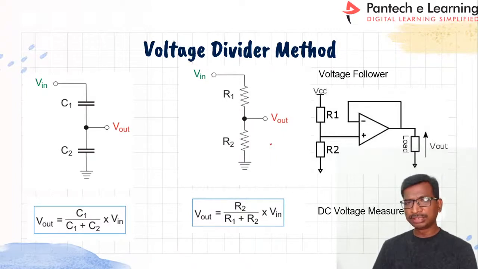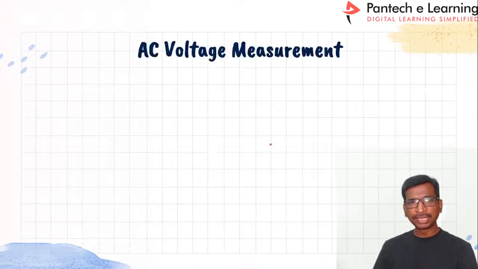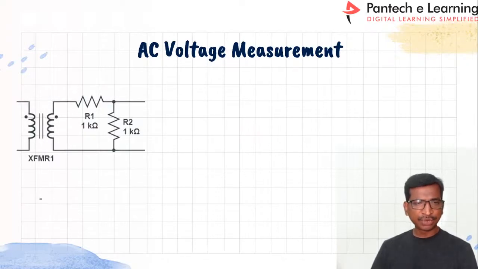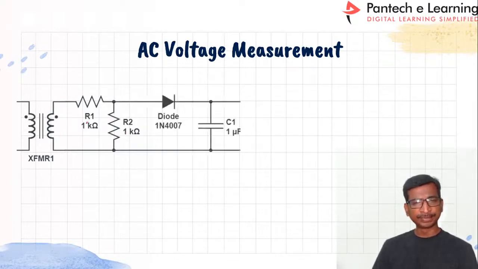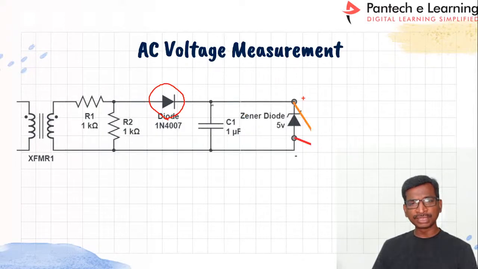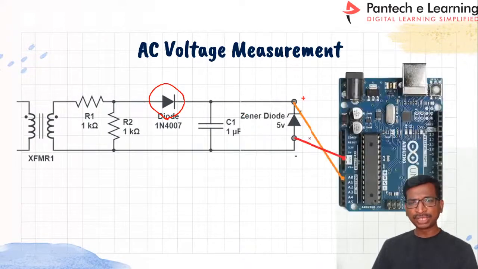This voltage divider method is perfectly suited for DC voltage measurement. Similarly for AC voltage, we are going to use potential transformers. After the secondary part of the potential transformer, we load it with a load resistor, then two 1K resistors connected in series. After that we can use a half bridge circuit, where the voltage will be clipped and then converted to DC. This we can directly connect to the microcontroller to sense the AC voltage.